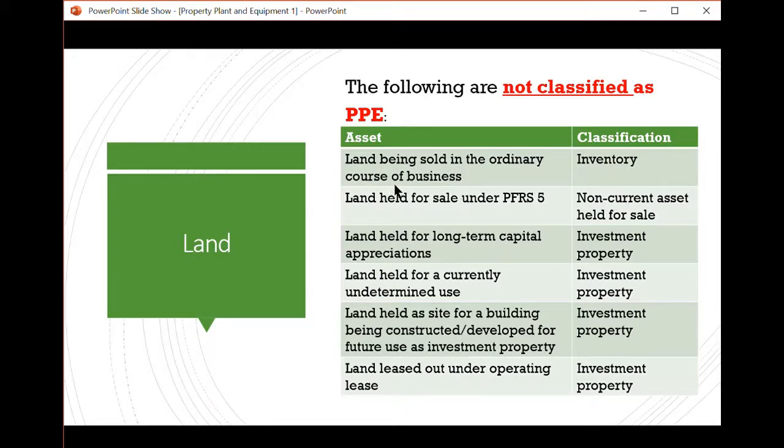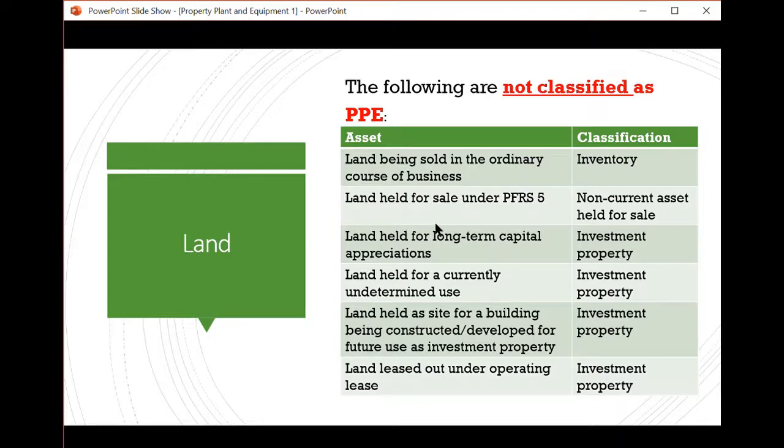Kanus-a man ni siya mahitabo? For example, you have your existing land nga gigamit na nimo siya as PPE, but then naka-decide ka nga dili na nako siya gamiton as PPE. I want to sell it within 12 months, intention na nga ibaligya na siya within 12 months, then you're going to classify that as non-current asset held for sale.